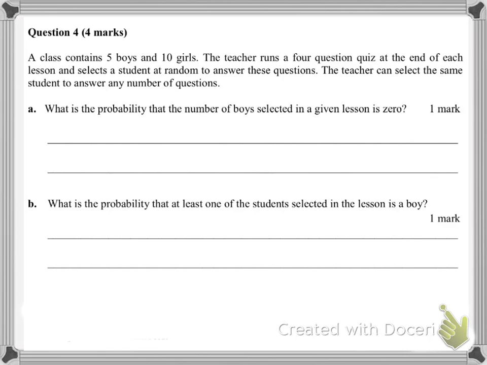Alright, so the next question, question 4. Class containing 5 boys, 10 girls. The teacher runs a 4-question quiz at the end of each lesson and selects a student at random to answer these questions. The teacher can select the same student to answer any number of questions. So that means the same boy could be selected 4 times in a row.